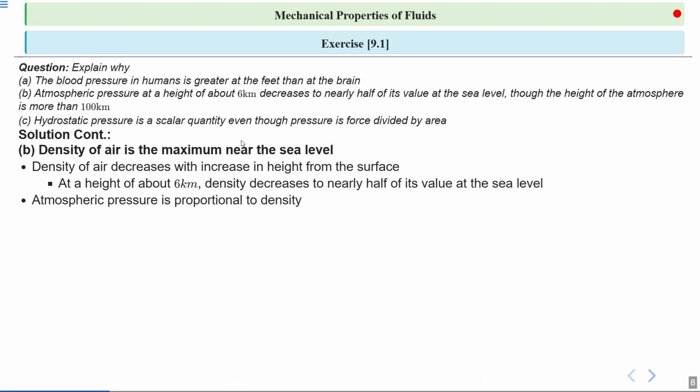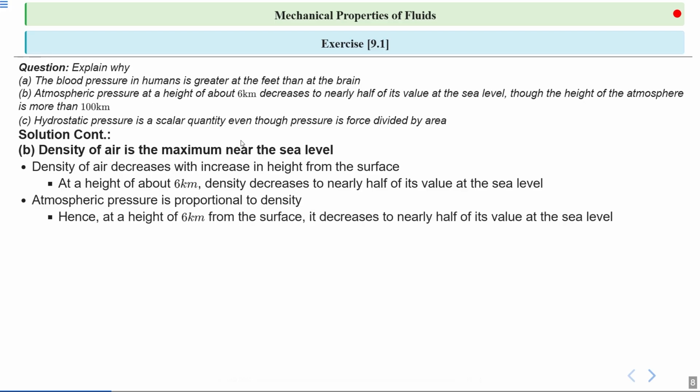Atmospheric pressure is proportional to density. So hence at a height of 6 km from the surface, it decreases to nearly half of its value at the sea level. Even though atmosphere goes up to 100 kilometers, most of the air and therefore most of the pressure is concentrated in the lowest few kilometers. All right.